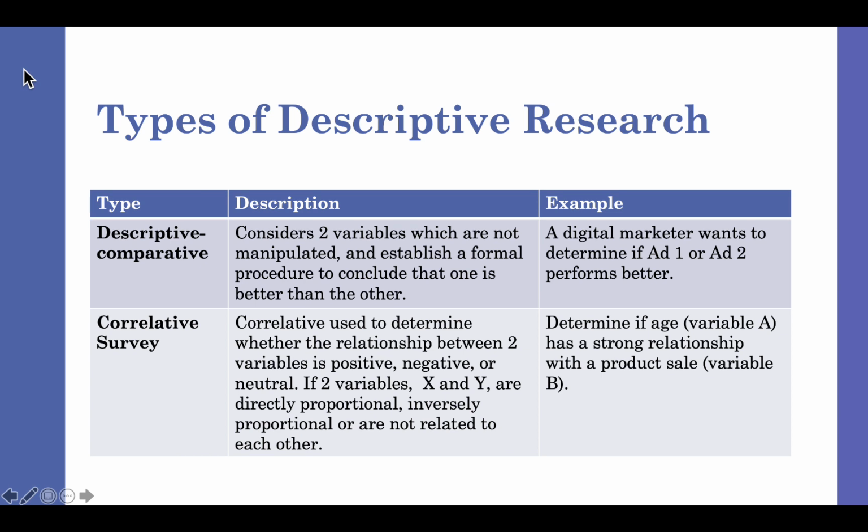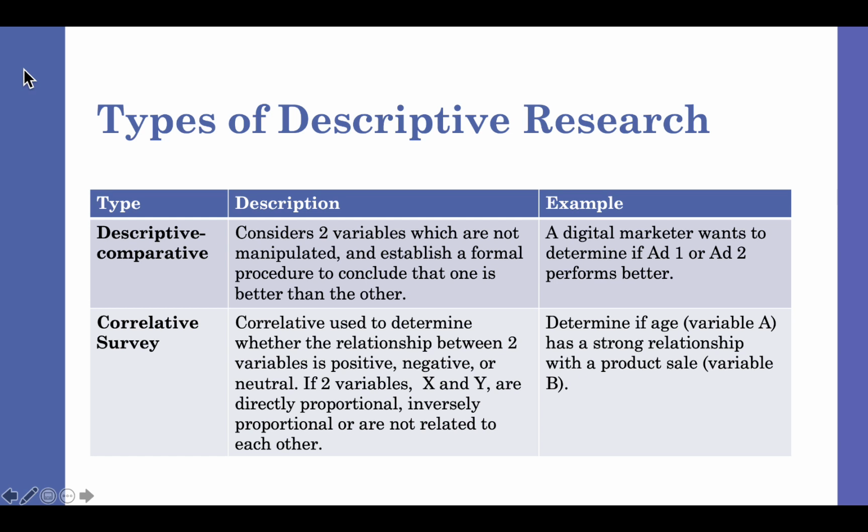All right, we have descriptive comparison, which looks at two different variables that are not manipulated. So in this case, we're going to establish a formal procedure to conclude that one is better than the other. We do this a lot in promotions research. So let's say you are a digital marketer and you have two ads, and each one has a different visual, maybe a visual of the product, or maybe the second ad has a visual of a person using the product in their everyday life.